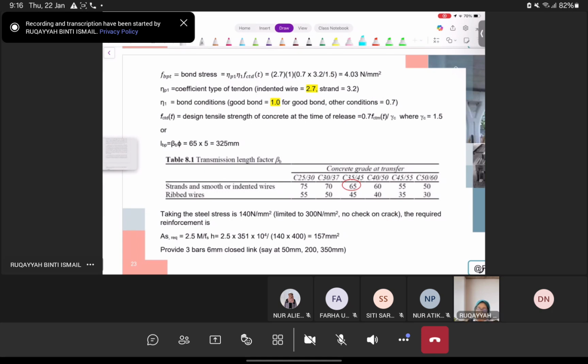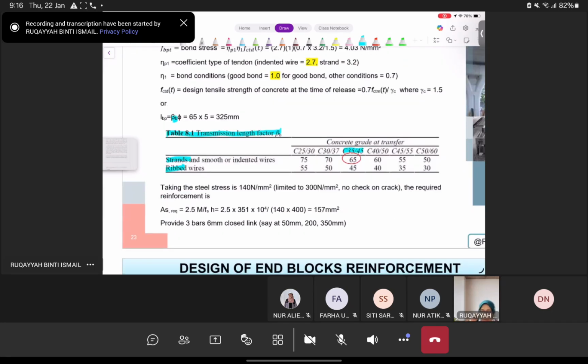So another method for us to calculate our transmission length is by using Table 8.1. Table 8.1 will give you the value of your beta B. Beta B can be taken by considering your concrete strength and also the type of your strand, either strand normal wire or lead wire. For example, you choose a strand with smooth and indented, which means you get 65 in there. So 65 multiplied with the diameter, you get 325 mm for the length according to the table.